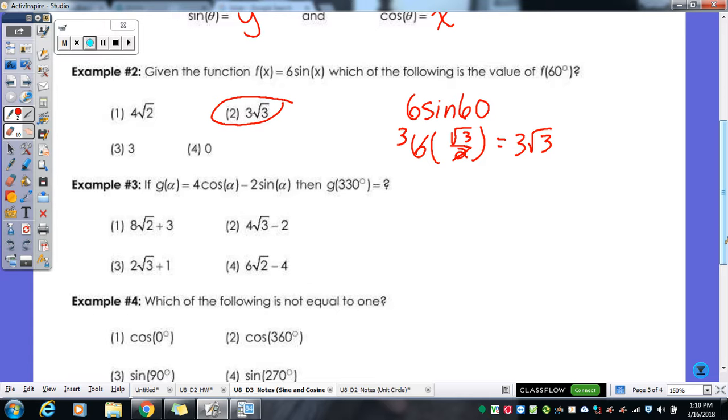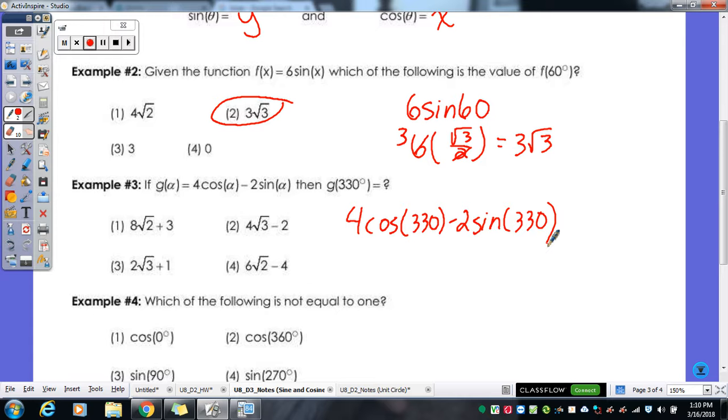So 3, we got 4 cosine alpha minus 2 sine alpha, and then we want to plug in 330. Oh, so the calculator doesn't give the right answer. Correct. If you're in the right mode anyway. What mode do you have to put in? Yep, so we're plugging in 330.